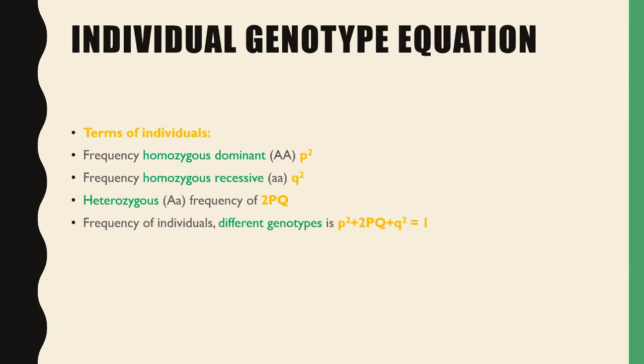So the individual genotype equation is how you find out the genotypes. That's for alleles, this is for genotypes. In terms of individuals, if your frequency is homozygous dominant, you use p squared. If the frequency is homozygous recessive, it's q squared, and heterozygous is 2pq. So the frequency of individuals of different genotypes is expressed in the equation p² + 2pq + q² = 1. This 1 again stands for 100%. The p squared is the amount that are homozygous dominant, the q squared is the amount that's homozygous recessive, and the 2pq is those that are heterozygous.